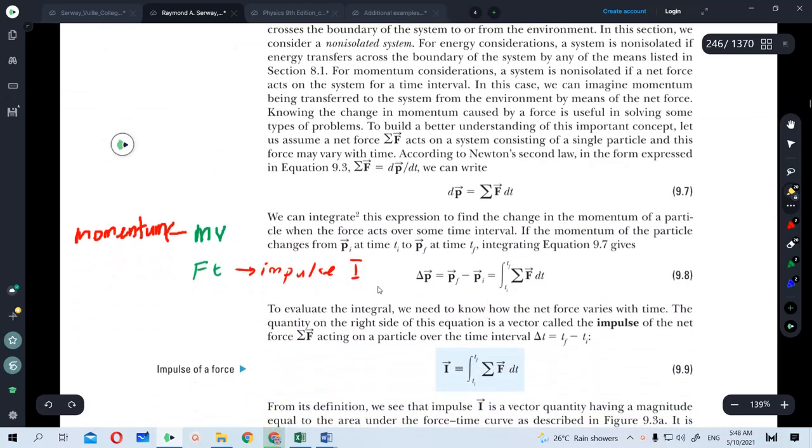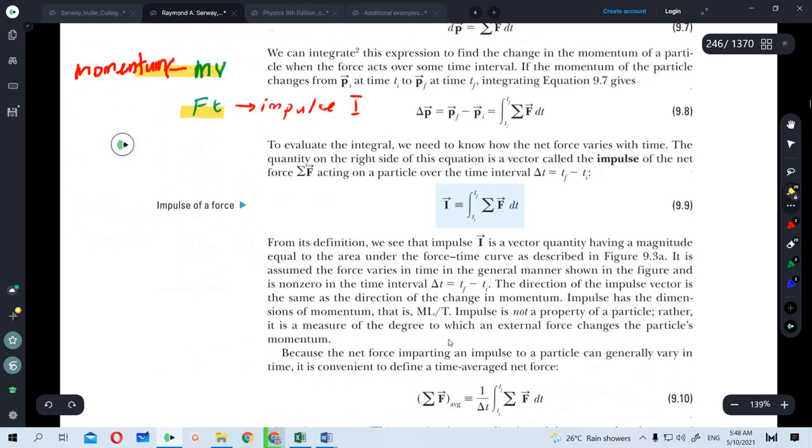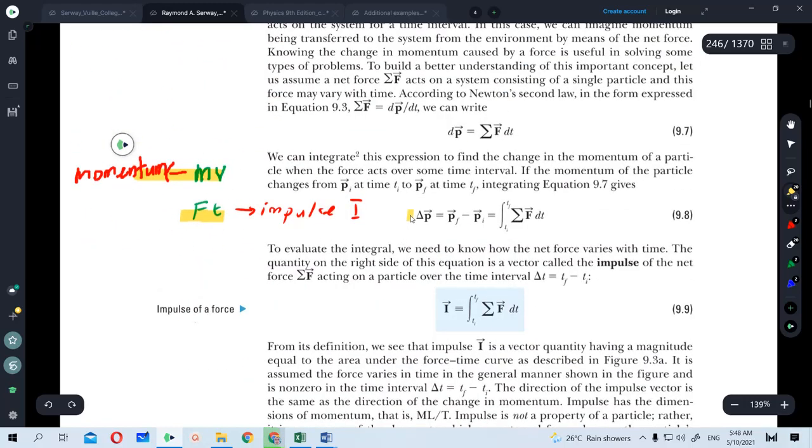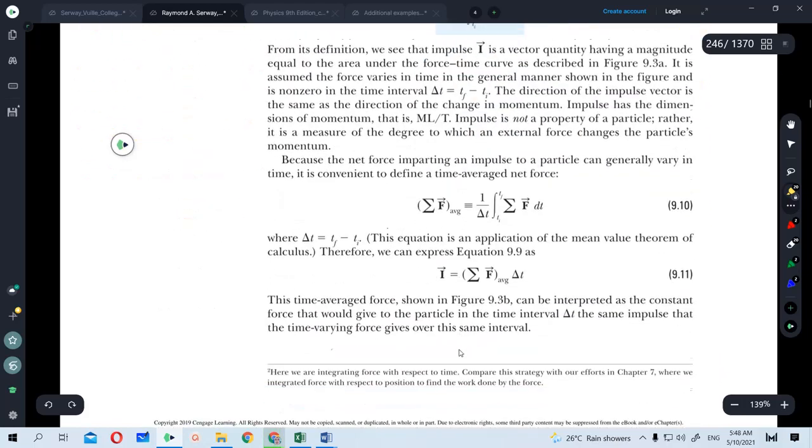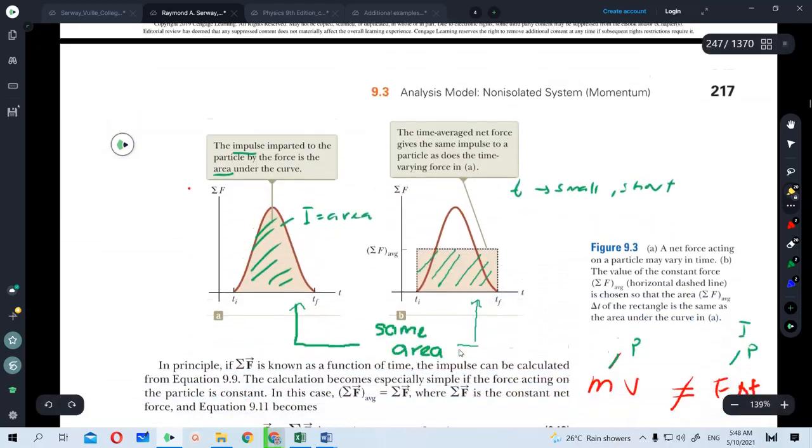In this case, before we proceed, you're going to see the idea of impulse, which is F times delta T, and also the correlation with momentum. So how do we relate them? The change in the momentum is equivalent to the impulse. Okay, which is impulse is F times delta T.